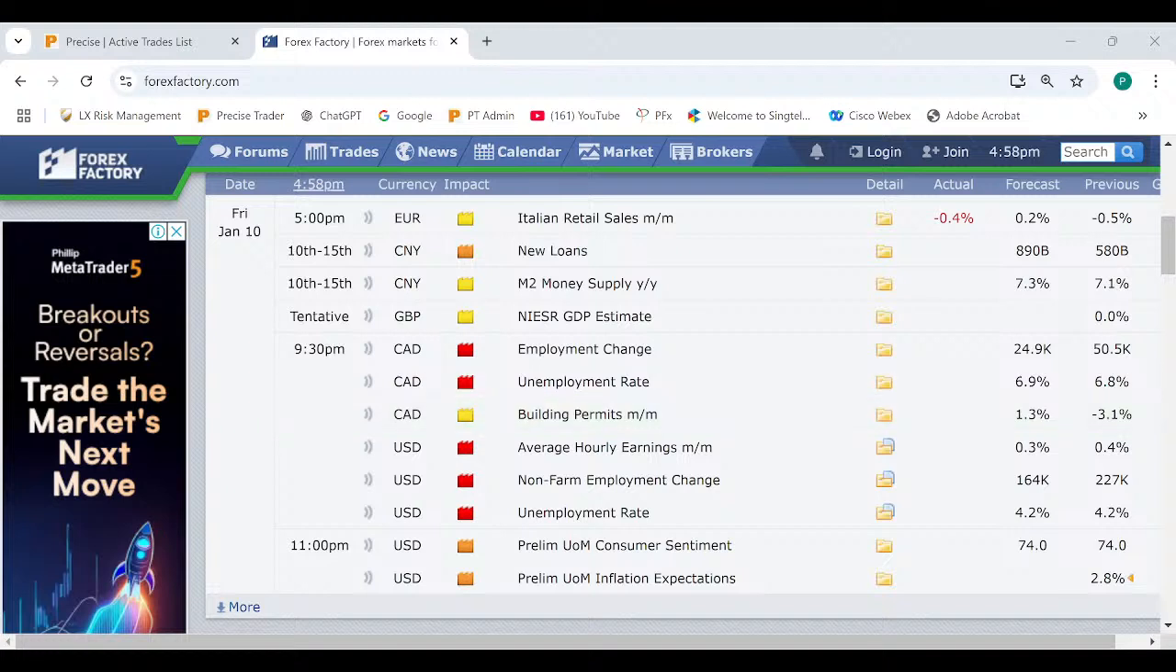Then the main data that is going to be out from the US is average hourly earnings month on month, forecast is 0.3, previous is 0.4. That means the market is expecting 0.3, which is slightly lower than the previous data. The non-farm employment change, the previous was 227 and the market is expecting 164K. Unemployment rate, previous was 4.2 and current is also 4.2. Then at 2300 hours, we are expecting the prelim UoM consumer sentiment, which is expected to be 74.